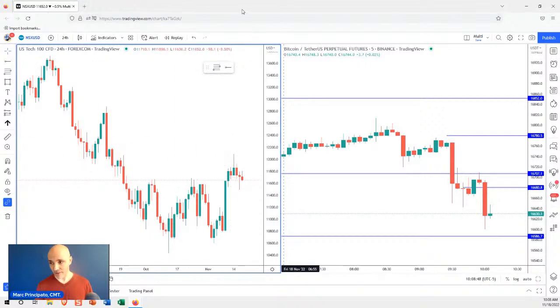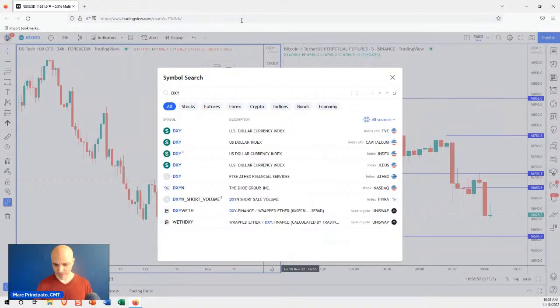Nothing really to talk about in the NASDAQ. People that are getting long stocks, you're doing so at not such a great price, not such a great area. Let's take a look at the dollar index real quick.